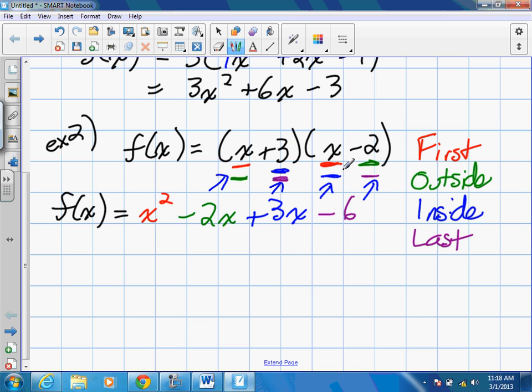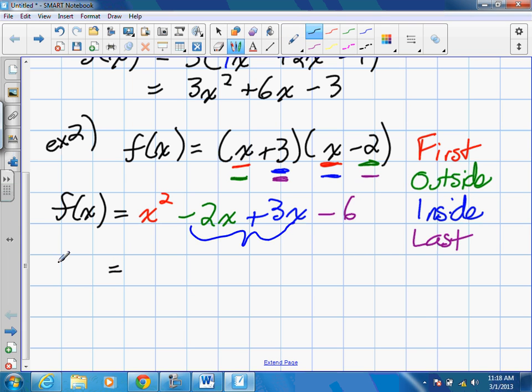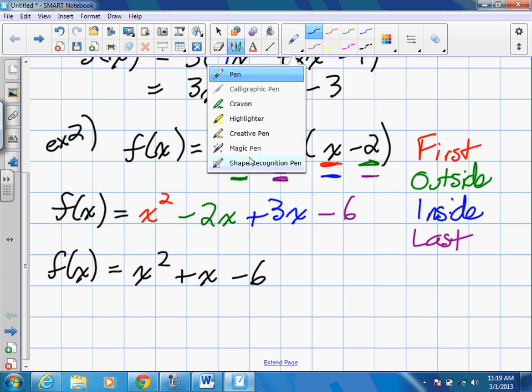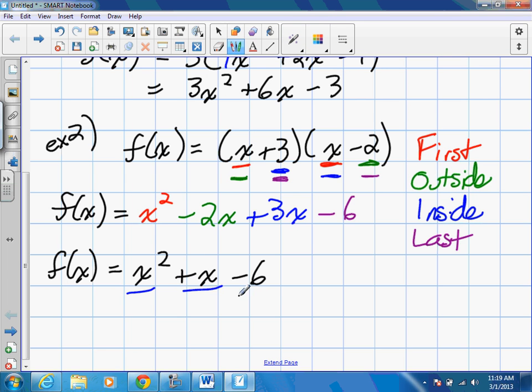Now that we have this, we collect like terms. Our 2 terms in the middle are like terms. Negative 2x plus 3x. Anyone know what that will become? X. That's right. So we're left with f of x is equal to x squared plus x minus 6. And that's it. We now have 3 terms. None of them are like terms, and we're set.